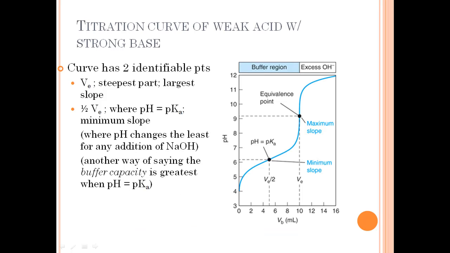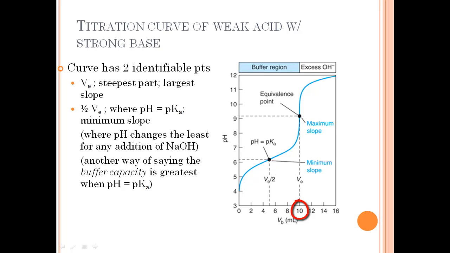So this is showing you the titration curve of a weak acid with a strong base. There's really 2 identifiable spots in a graph like this. The first one is, of course, the equivalence point, which is the steepest part of the graph. You're going to have the greatest change in pH around that equivalence point. The second identifiable spot is half the volume that it takes to get to the equivalence point. See here, the equivalence point was 10 mL. Half of that is 5 mL.